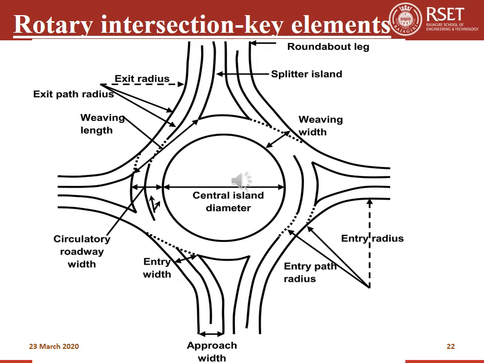Then there are 4 legs of intersection. Each leg is divided into 2 parts with the help of a splitter island. One part is for the entering vehicles and the other part is for the leaving vehicles. So there will be different radii provided for entering, approach and leaving lanes.